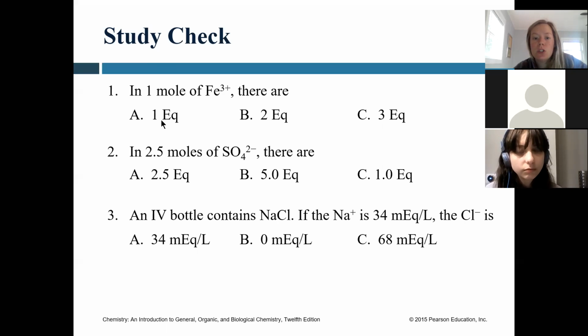It says we've got 2.5 moles of a sulfate ion, and sulfate has a charge of 2-. So that means you're getting 2 equivalents in every 1 mole. But we have 2.5 moles, so we need to take our 2 and multiply it by 2.5 for a total of 5 equivalents. The more moles you have, the more equivalents you would expect to get. An IV bottle contains NaCl. If the positive cation is 34 milliequivalents, then the negative anion also needs to be 34 milliequivalents. Those two will balance each other out.